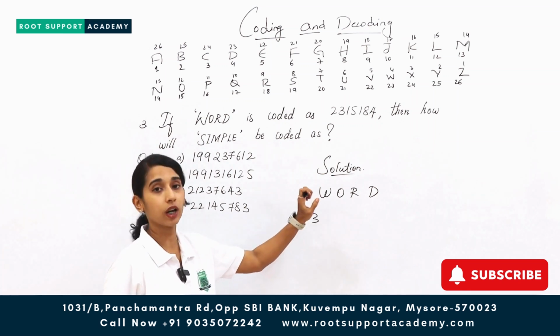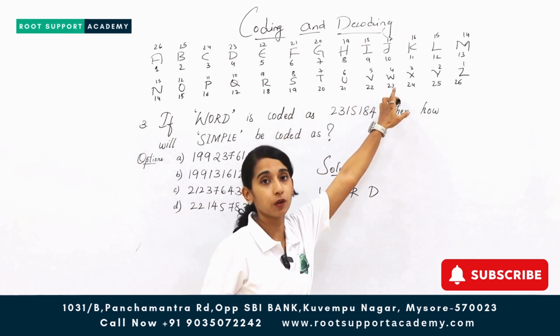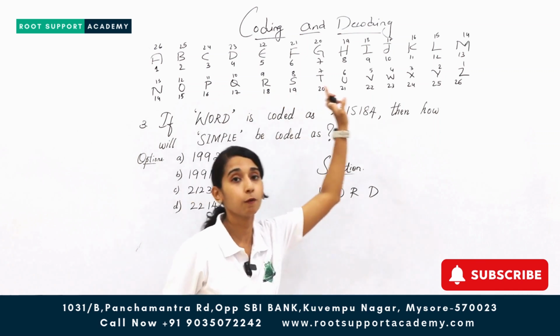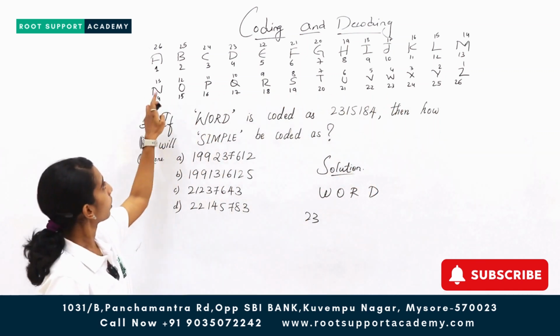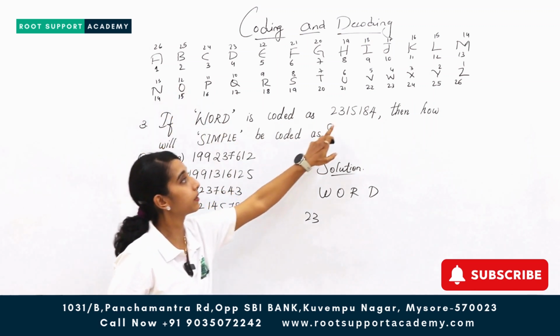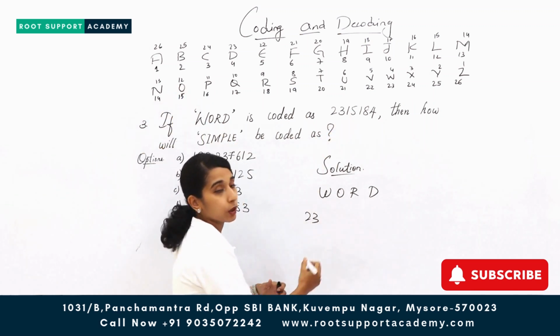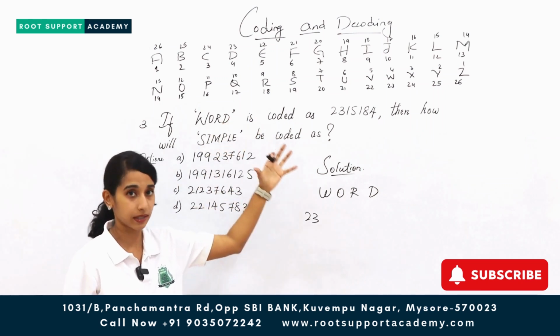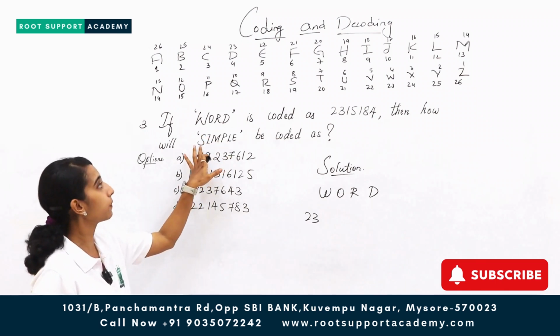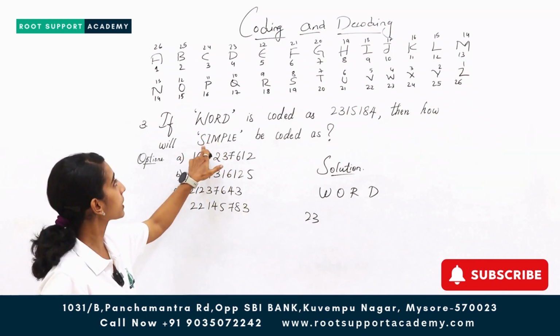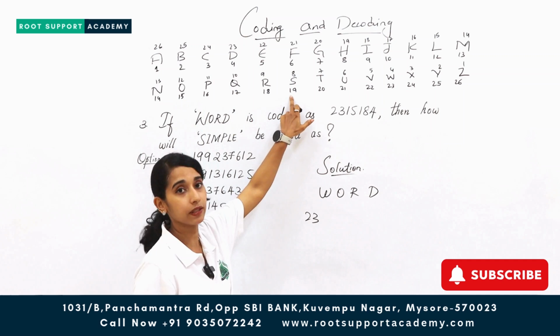As soon as you see 23, what can you see? What is the position of W? When we go in forward manner, W has number 23. O, what number does O have? O is given as 15. So we easily know that whatever the position is, that number is given. Using the same, if we see for simple, what is the number for S? S is given as 19.